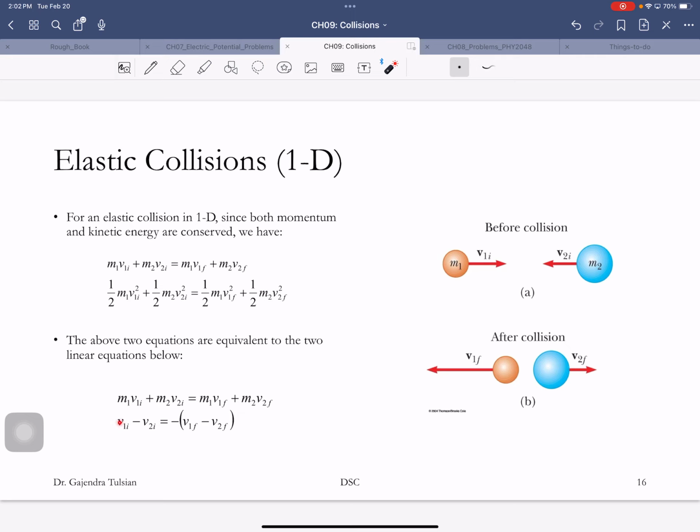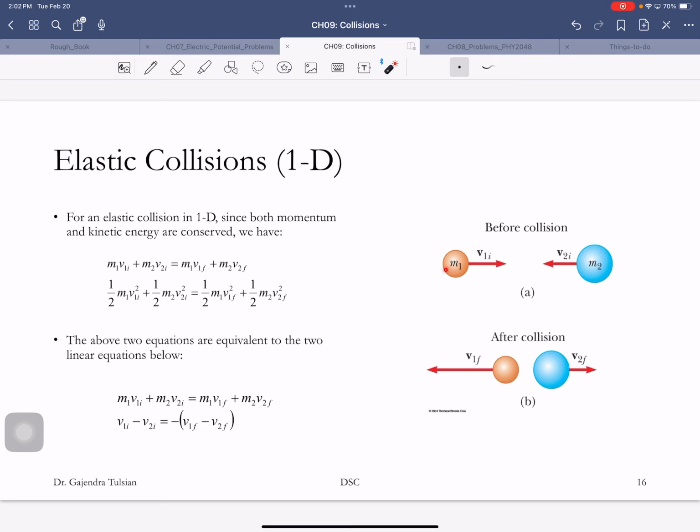This is V1 minus V2. That is the relative velocity. So if you're sitting on this guy, this is the speed at which he's coming at you. That's what this is.